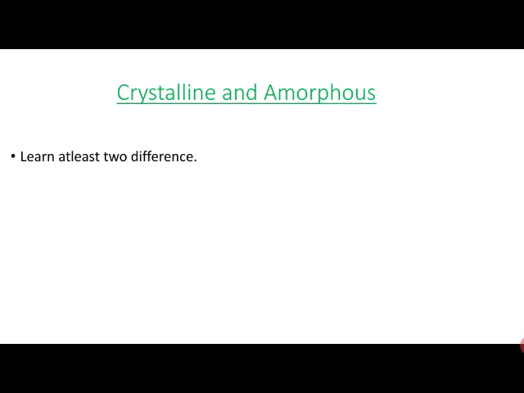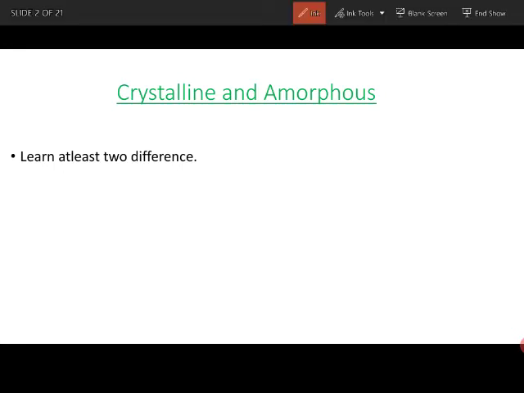Now the first topic that we will discuss in this chapter is about the difference of crystal and amorphous. Now, crystal usually is something that has got a definite geometrical structure, okay? And amorphous is something which has a geometrical structure but it is not definite, okay?